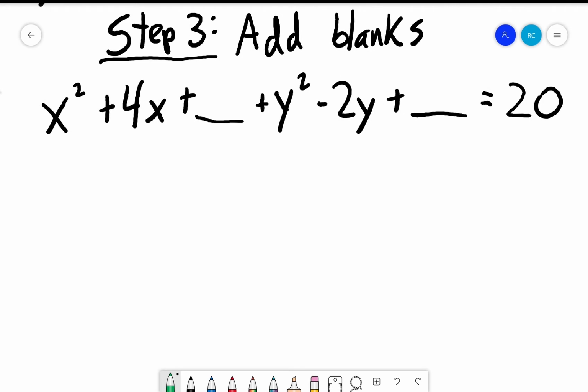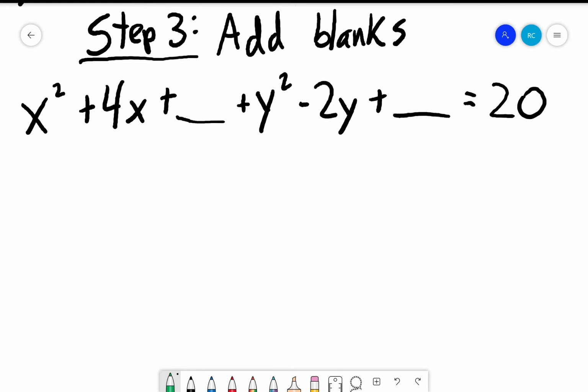Now, recalling that what I need in the end is x minus h squared and y minus k squared, what I need is a couple of perfect squares. I don't have perfect squares right now, but I can add to both sides of the equation to get my perfect squares. I really hope this is starting to look familiar. Let's focus just on the x's for a moment. We've got x squared plus 4x plus blank, and we want that to be x minus h squared.